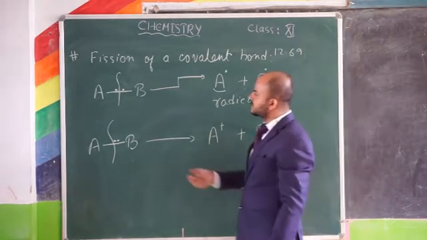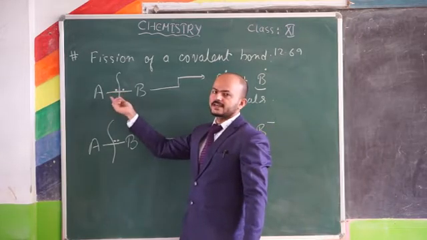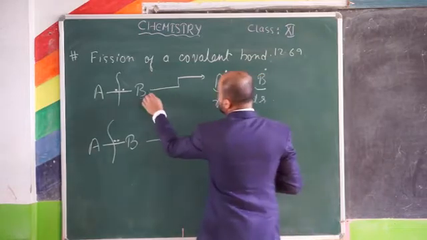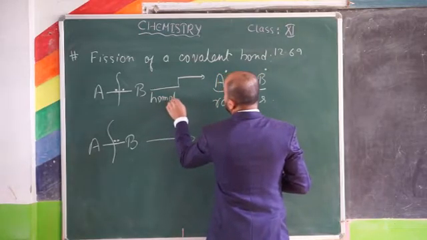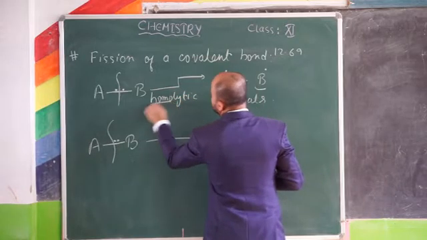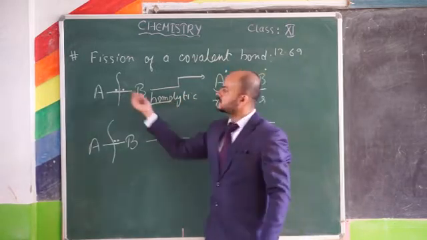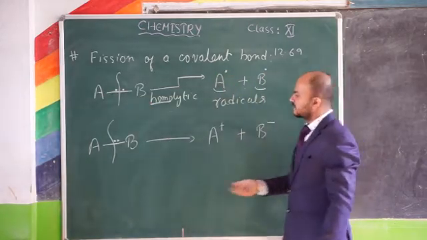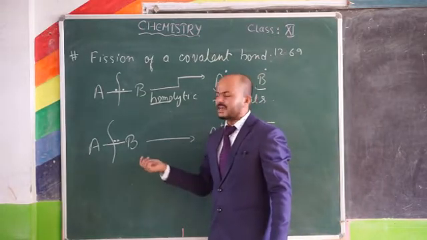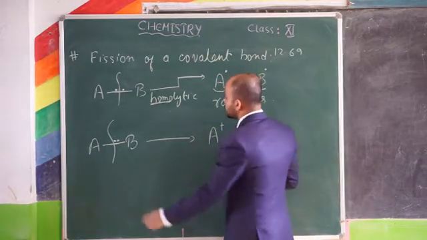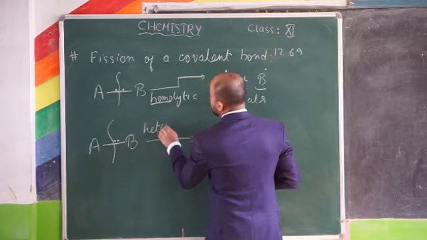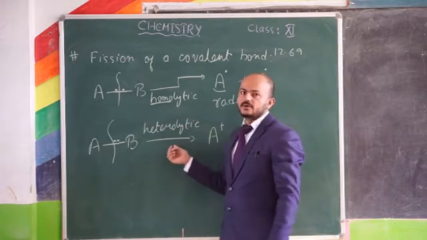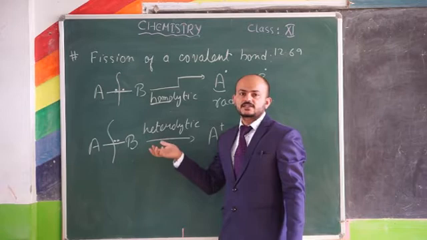So whenever there is equal distribution of electrons among the combining atoms, this gives rise to free radicals, and this process is known as homolytic. Homo means equal, no? So homolytic means equal distribution of the electron. But in this case, we have cation and anion. Now there is unequal distribution of electron, and such type of fission is known as heterolytic fission of the covalent bond.